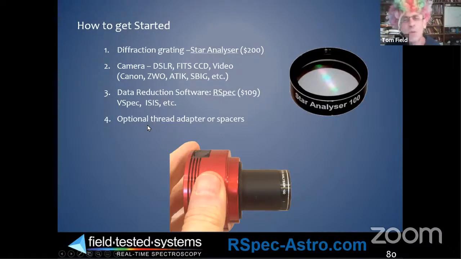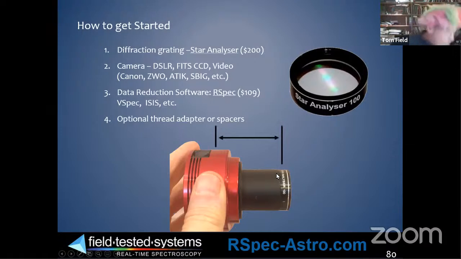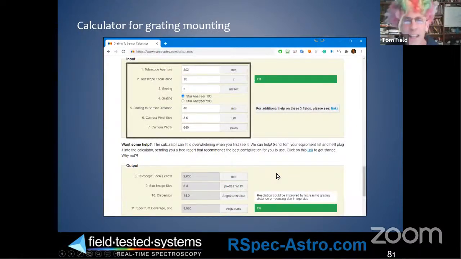The last thing you might need would be a spacer or some thread adapters. And the reason for that is the distance between the grating and the sensor. You don't want it to be too big or too small because that changes how much the spectrum can spread out, and you don't want it too dim or too compressed. But there's a little calculator on my site and you just enter all the specs of your setup here, or you email them to me. There's a little form behind this link. You send me your telescope kit and what the specs are and so forth, and I make a little screen video and show you what we're looking for: some green flags over here. It's pretty easy to do. It's a little bit of a speed bump as you get started.